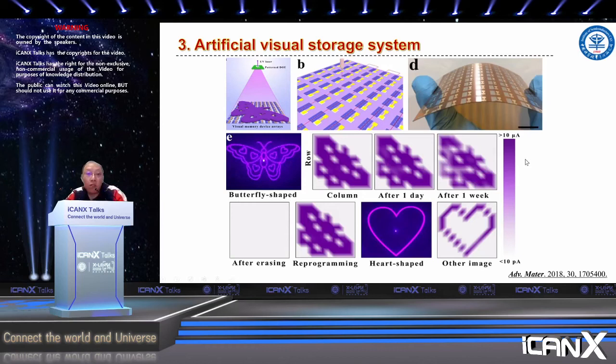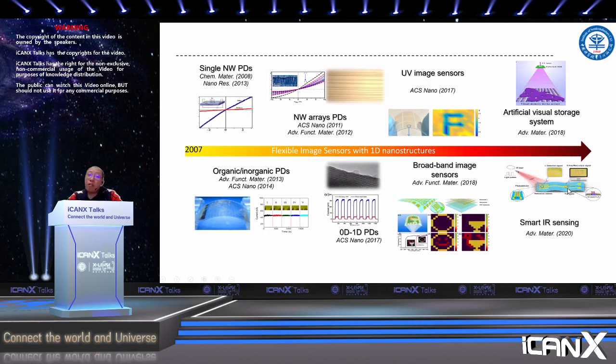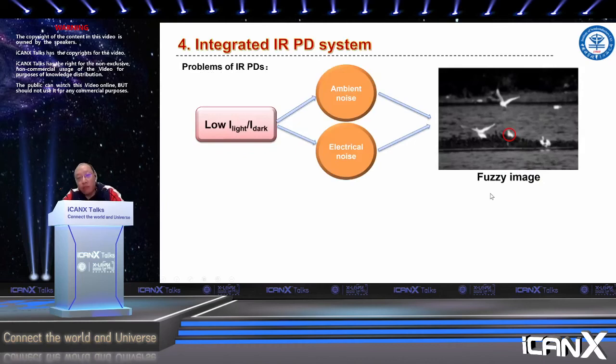Okay. Following this part, we want to make the robot behave like humans, so maybe we need to make the flexible image sensors much smarter. Following this work, we designed some integrated infrared photodetector systems. As you know, for flexible infrared photodetectors, the on-off ratio is quite low for this nanowire because of the ambient noise and electrical noise.